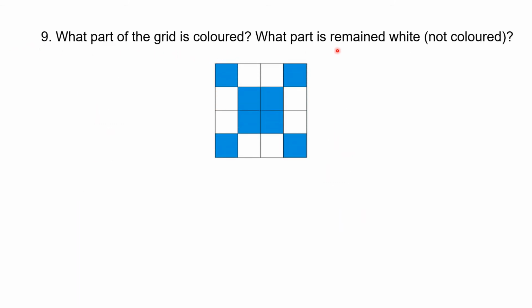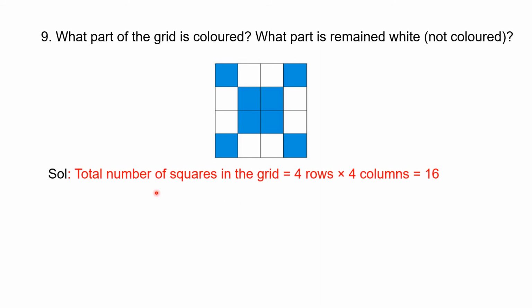What part of the grid is colored? What part is remained white, not colored? It is a square grid. It has 1, 2, 3, 4 rows, and 1, 2, 3, 4 columns. So the total number of squares in the grid equals 4 rows multiplied by 4 columns. 4 into 4, that is 16.